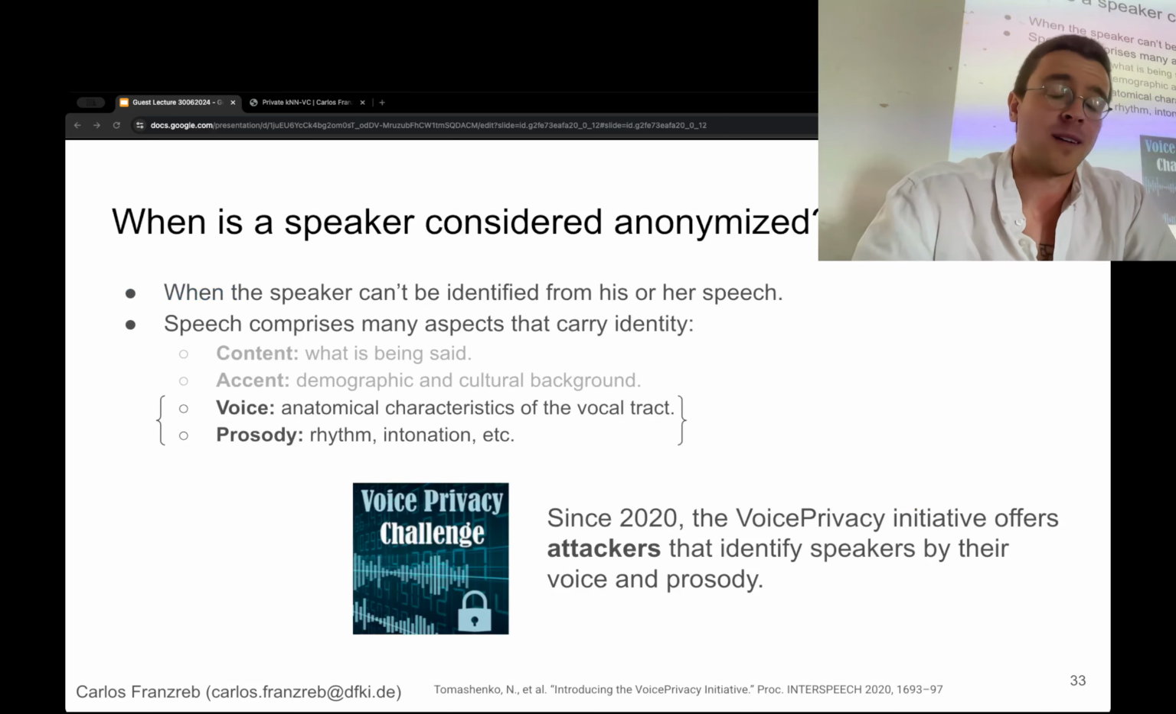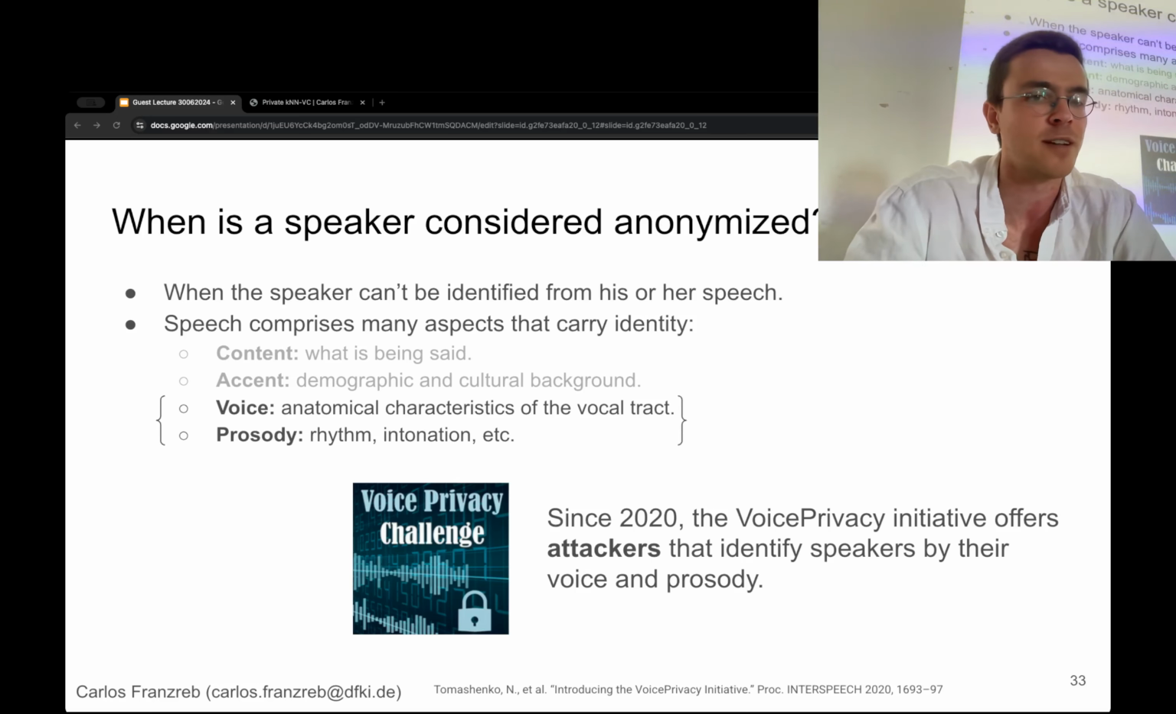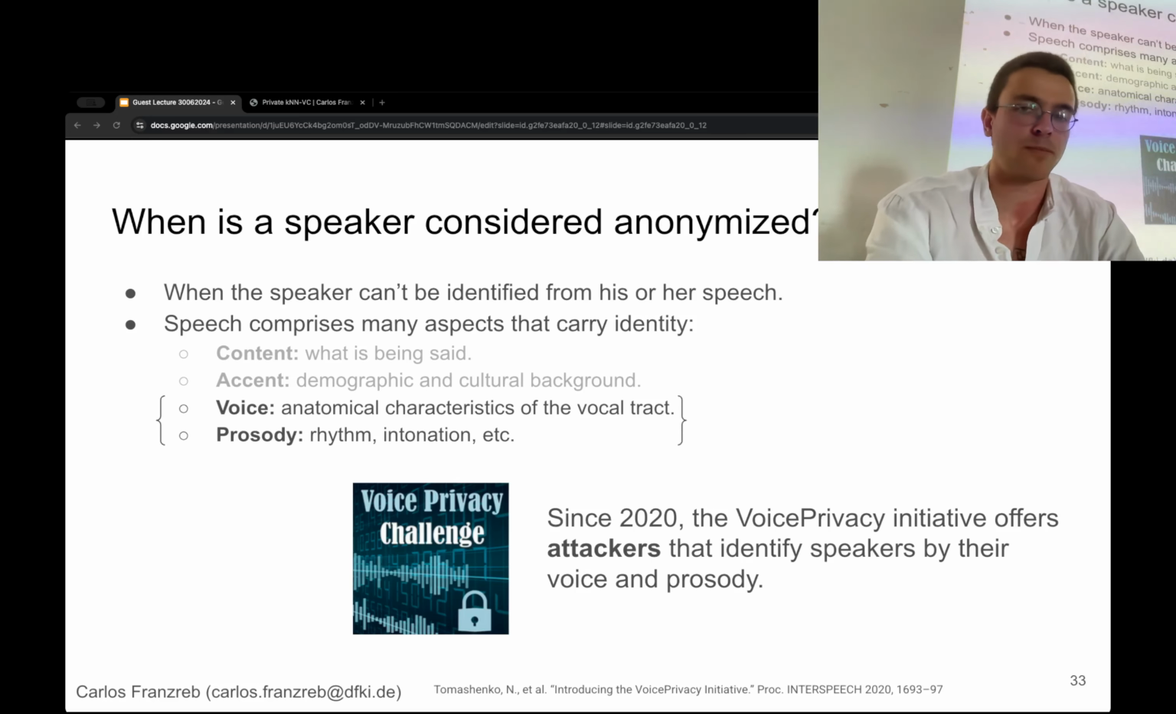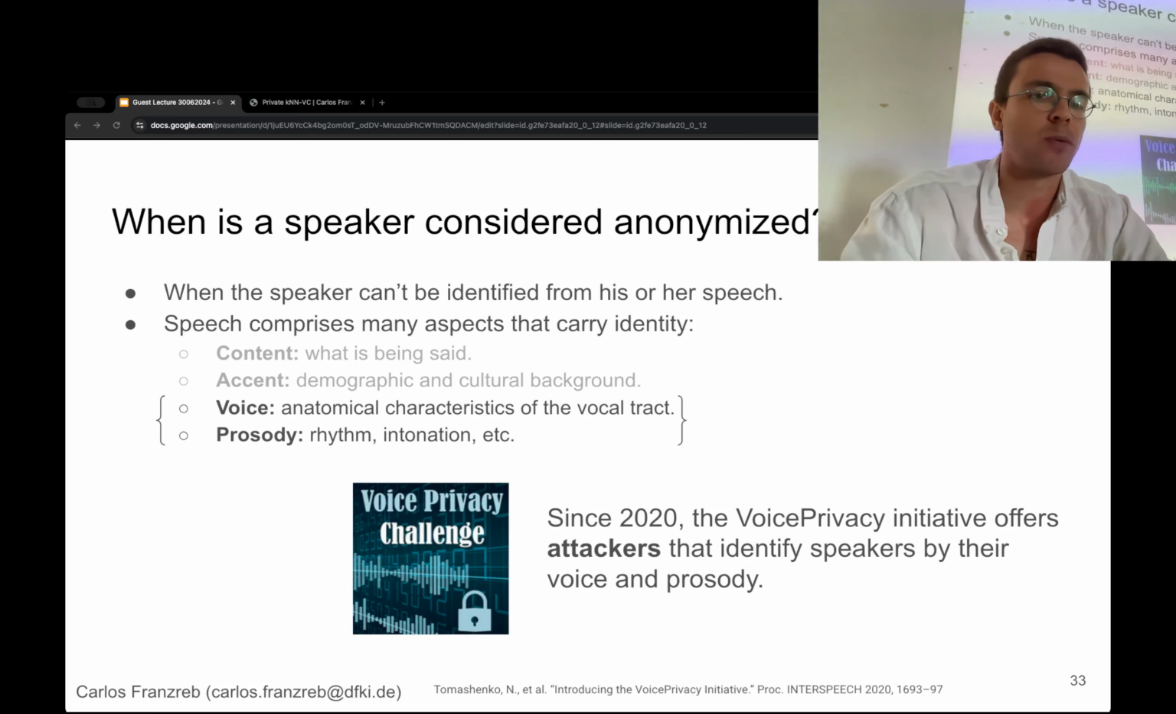And after this GDPR was published, research in anonymization became much more popular because, of course, for the industry, it was also much more important. So there was a lot more money in this field. And then the Voice Privacy Initiative also started, which provided attackers to run this privacy evaluation, which is able to identify speakers both from their voice and prosody, as we will see. And they also provide a utility evaluation that we will see later.